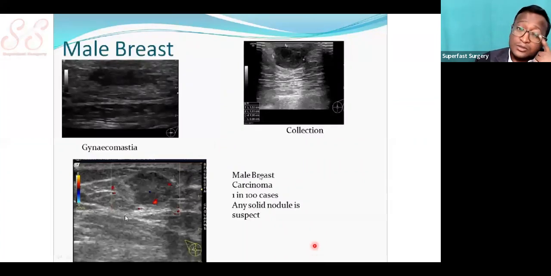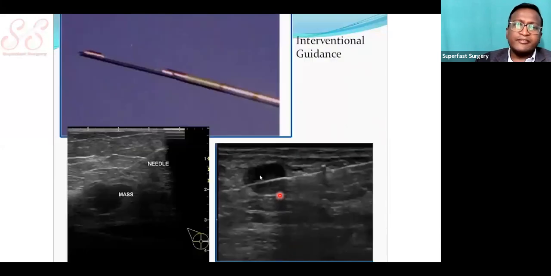So male breast on sonography, we can see the finding pertaining to the breast tumor. So interventional guidance, this is the node, this is the Trucut biopsy. So we need to know how we do this image guided core biopsy, because we'll be taking the most representative area from the tumor, and we should not have some geographical miss, and that is why we use ultrasound guided or any imaging guided biopsy.